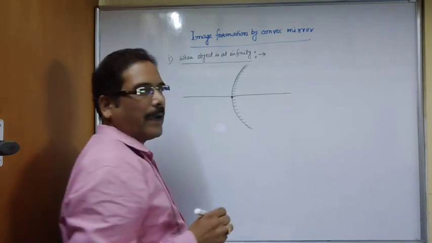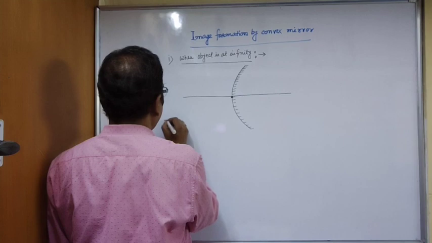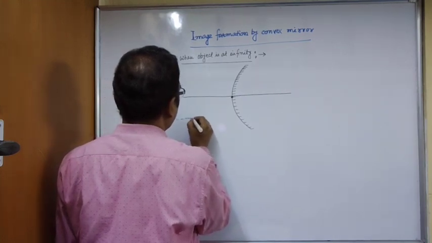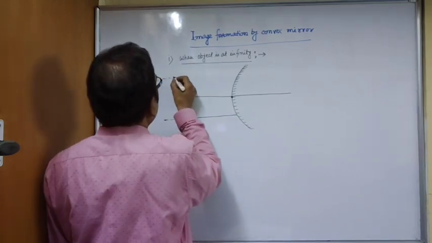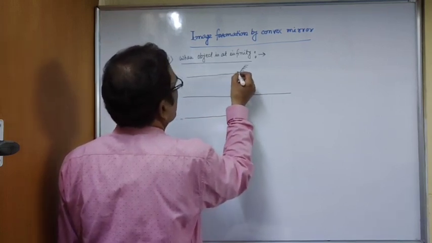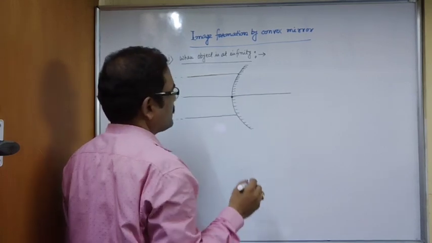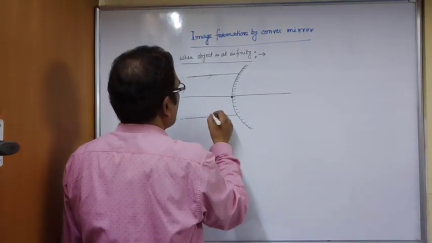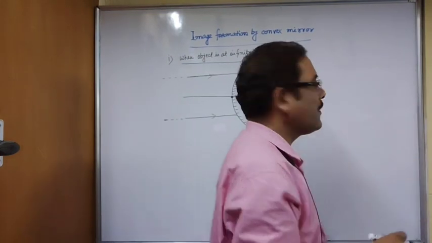Now the object is at infinity, so suppose two parallel rays of light are coming. We are taking two rays only because at least two rays are required to make an image. Actually so many light rays are coming, millions of light rays, but for simplicity we take two light rays. So these are the two light rays which are coming towards the mirror.